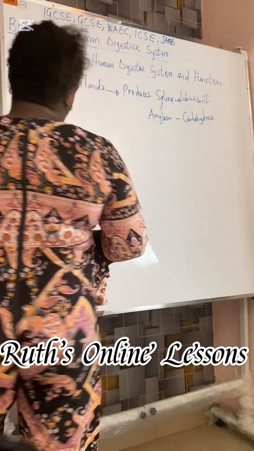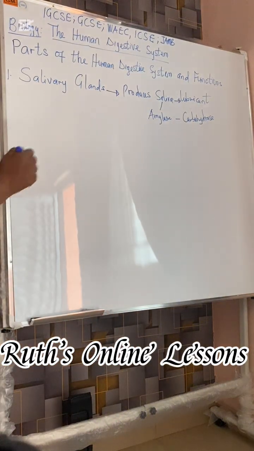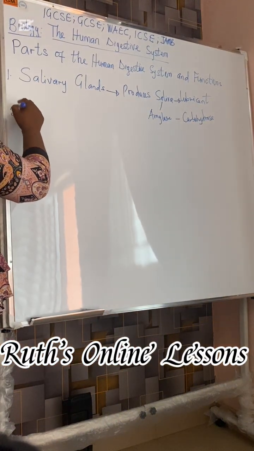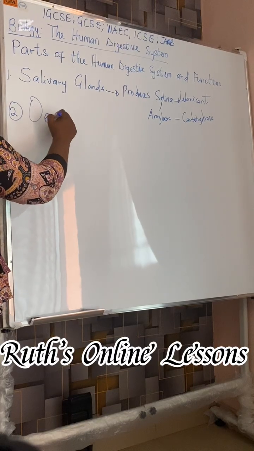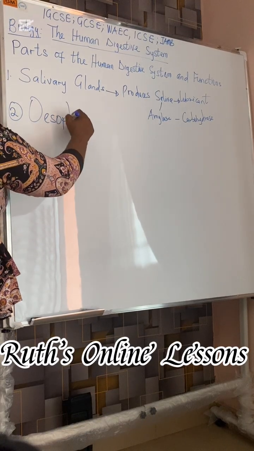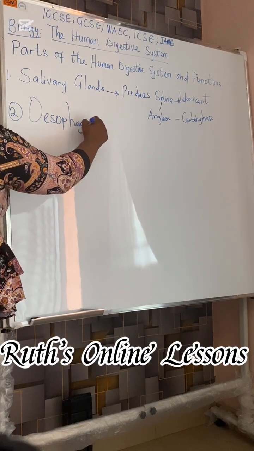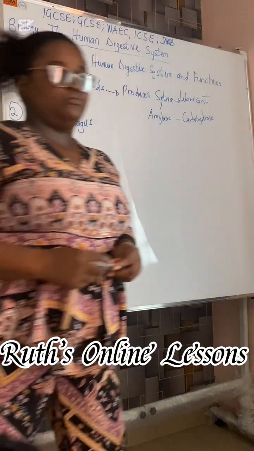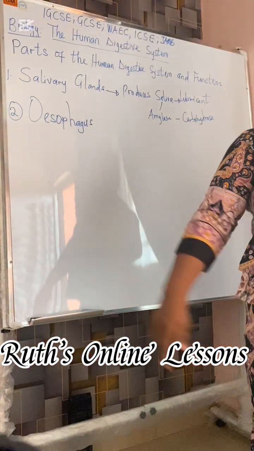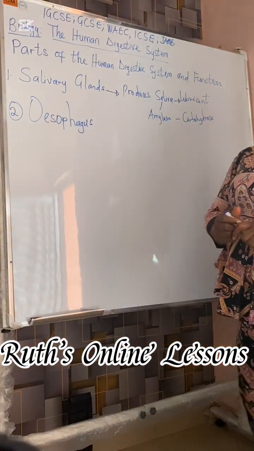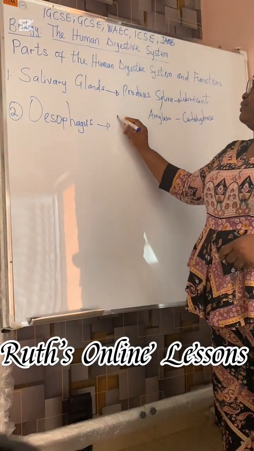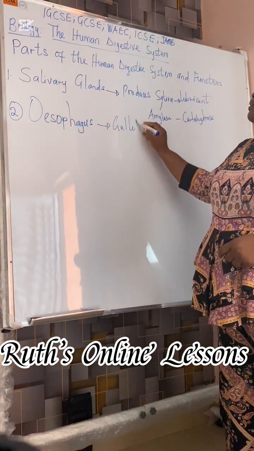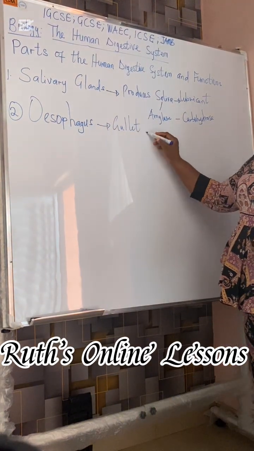So I'm going to look at the second part of the digestive system, which is the oesophagus. That's what we call it biologically. English people will use the word gullet. And if we want to describe it, we can call it food pipe.